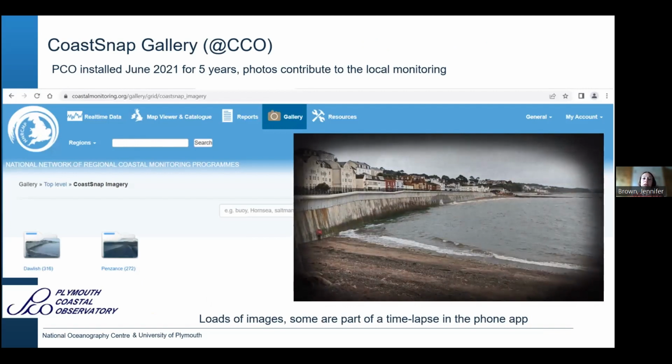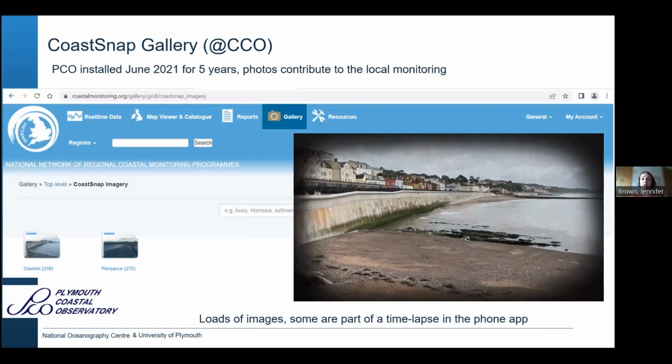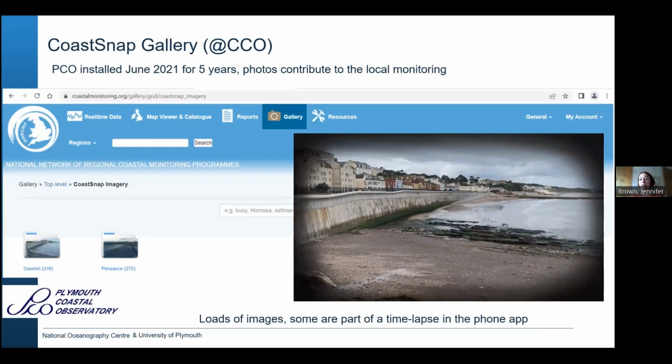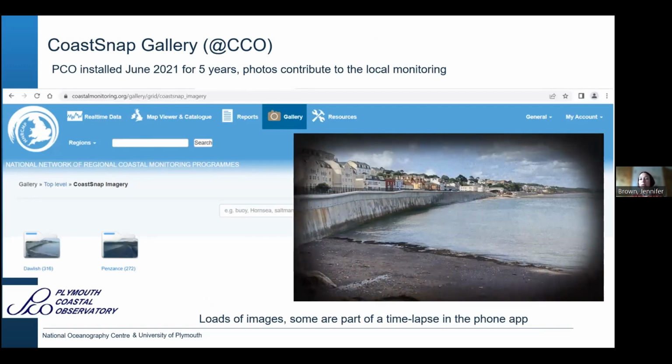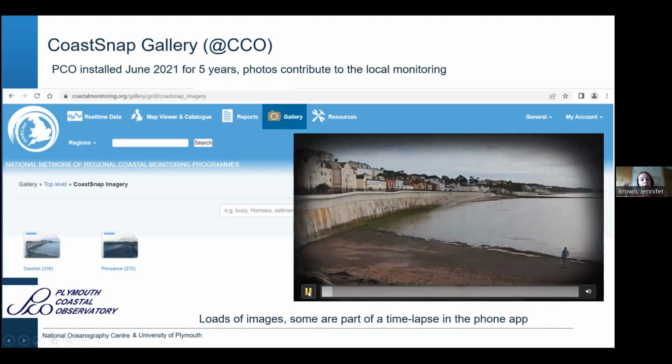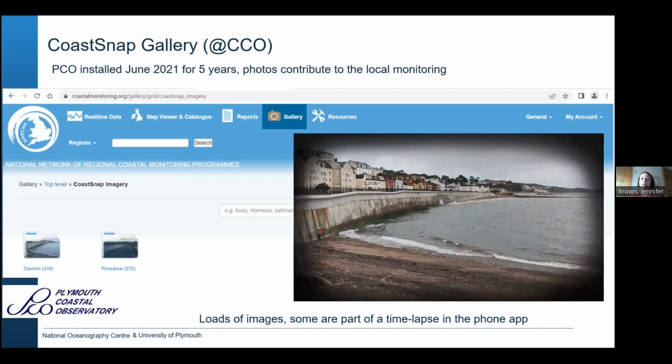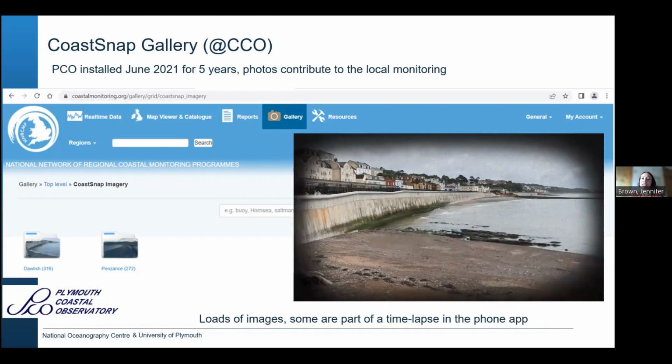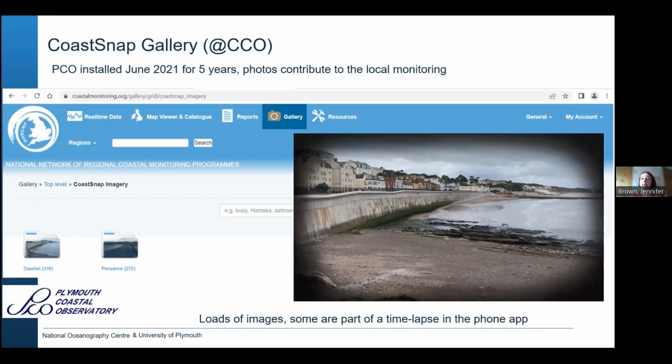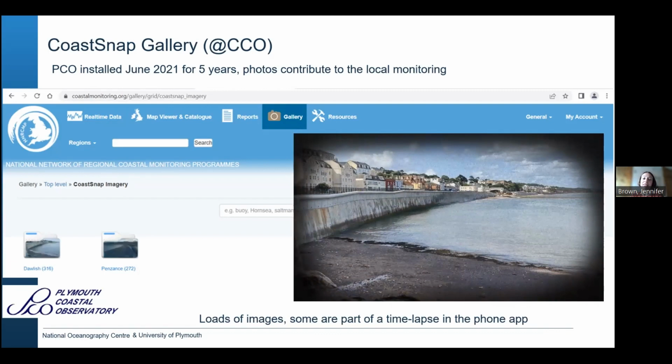So since we installed the Coast Snap post, we've had hundreds of photos uploaded, and we've already started to put together a time lapse, which is included within the augmented reality within the phone app. So this little video that was playing just shows a time lapse. So we can see that you've got the tide coming in or out, depending when the person was there. And you've got changes in the tide line. You've got changes in the beach level. And because the Coast Snap post went in very recently after the new seawall was built, we can look at the changes in the beach in response to the seawall as well.